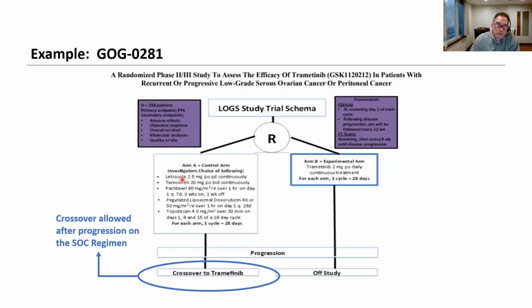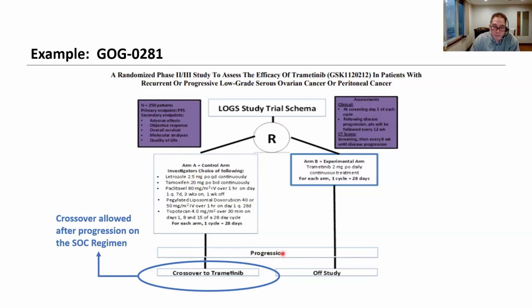Importantly, on the control arm, this was a stratification factor. So before the patient was randomized, the investigator had to declare what drug they would give to the patient if that patient was randomized to the control arm. And then once that decision was made, there was a randomization, and the patient went to either the control arm or the experimental arm. Obviously, if they went to the experimental arm, they got trametinib. If they went to the control arm, they got whatever drug the physician declared up front. So this became a stratification factor.